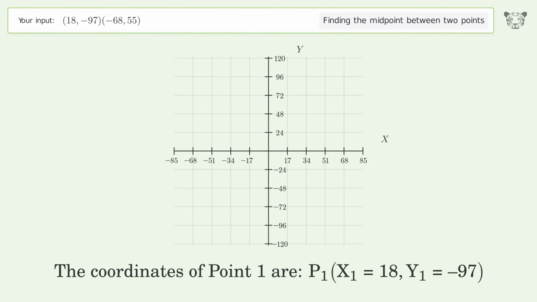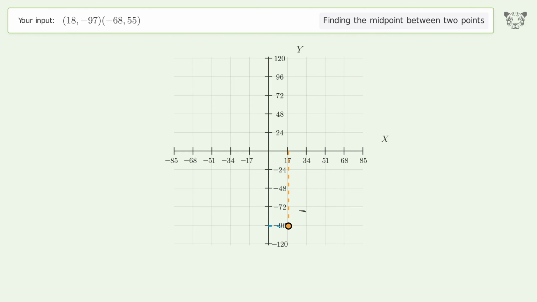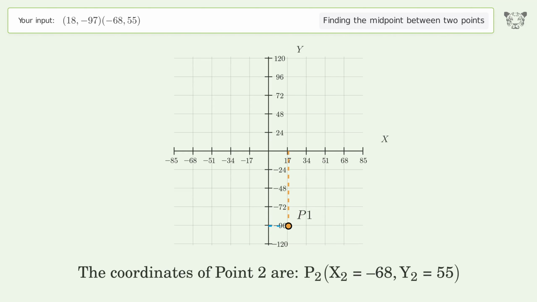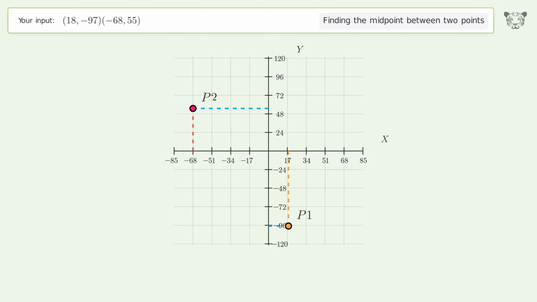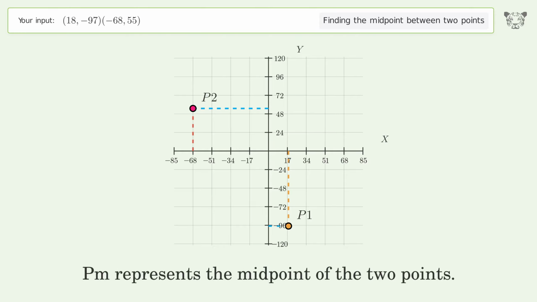The coordinates of point 1 are x1 equals 18, y1 equals -97. The coordinates of point 2 are x2 equals -68, y2 equals 55. PM represents the midpoint of the 2 points.